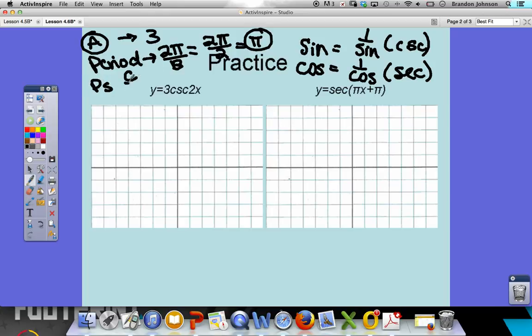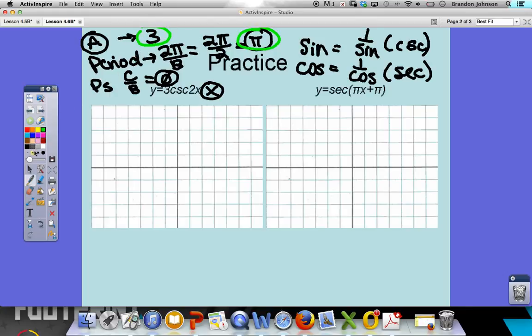Now, our next part is doing our phase shift. We know that that is c over b, and because c is equal to 0, because there is no c, we know it's 0 over 2, or the same thing as 0. There is no phase shift. So the important parts to note so far are the period of pi and our amplitude of 3.